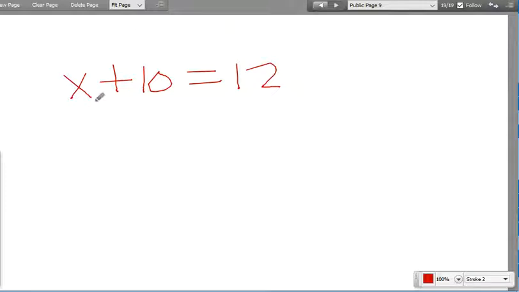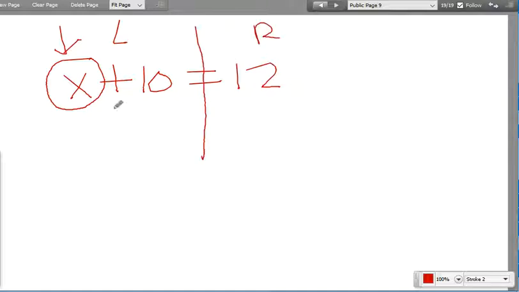Okay, let's go ahead and solve this equation for the x. So we're going to isolate this variable by using inverse operations. If we want the x to be all by itself, right now we can see that it's on the left side, the 12 is on the right side. So in order for the x to be all by itself, we have to get rid of the plus 10. To get rid of a plus 10, the opposite of adding 10 would be to subtract 10.